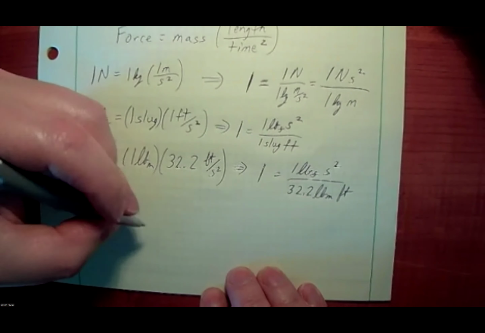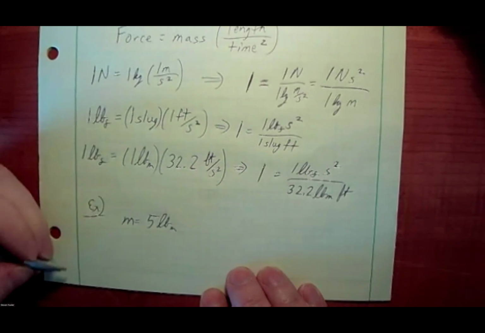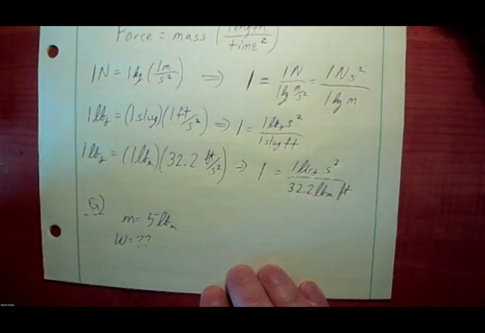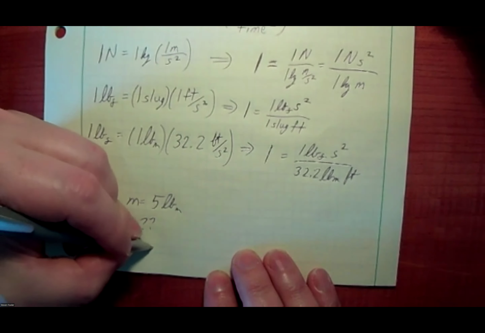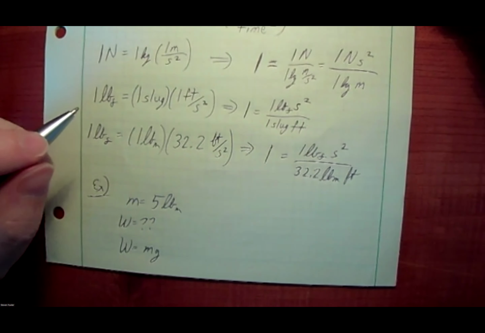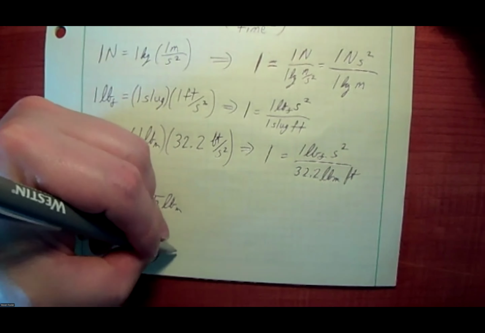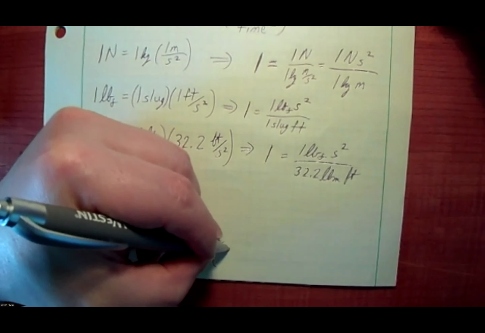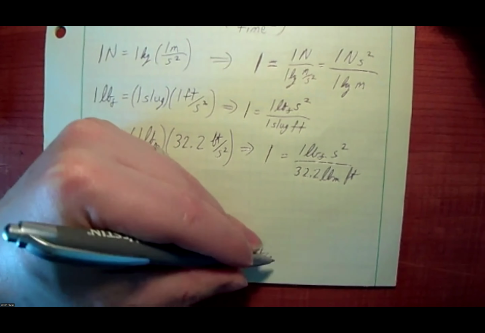Let's say I've got a mass here of 5 pound mass, and I want to find the weight. Well, how do we find the weight? Well, the weight, of course, is equal to mass times gravity here on Earth, or the gravitational acceleration locally. On Earth, it's going to be 32.2. So this is going to be 5 pound mass, and I'm going to multiply that by 32.2 feet per second squared.